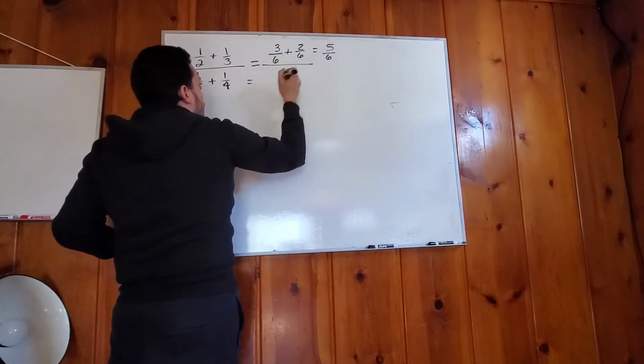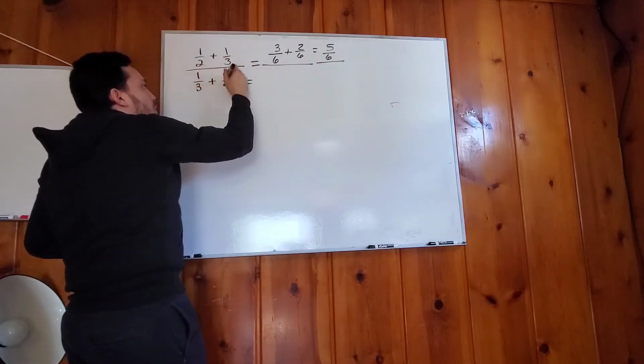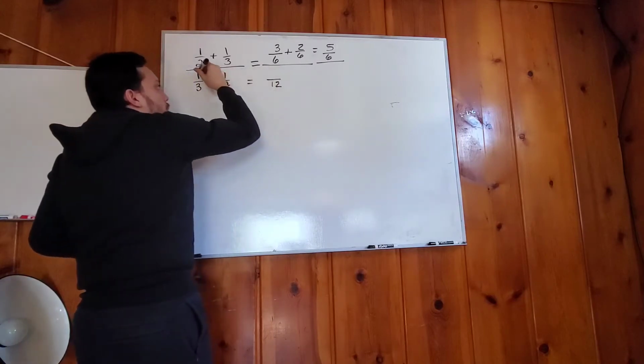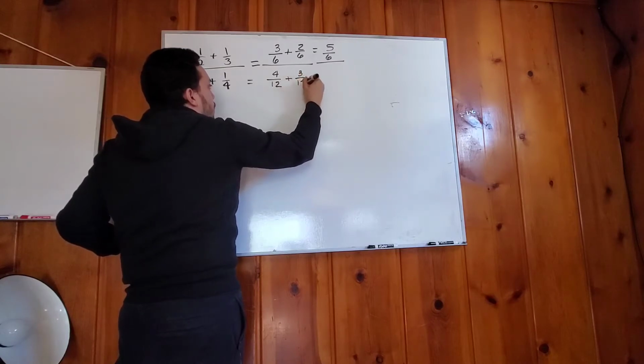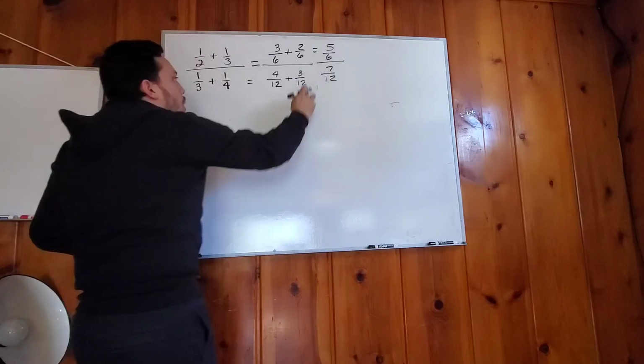And then in the denominator, we had 1/3 and 1/4 with the common denominator being 12. So I multiplied this by 4. I multiplied this by 3. I got 7/12. Whoa, so hard.